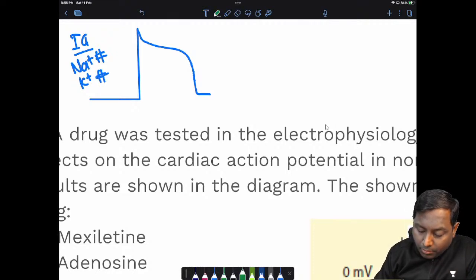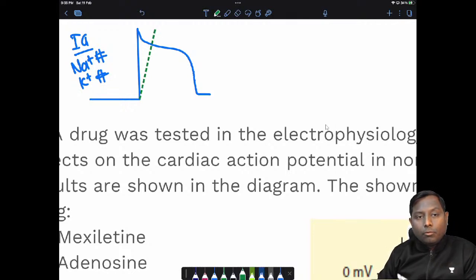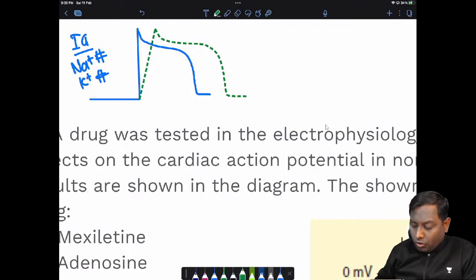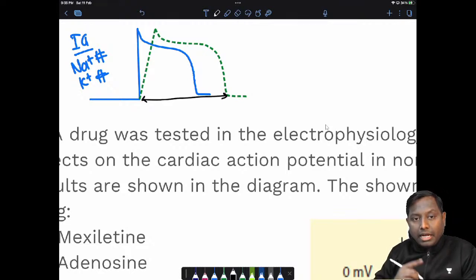Let us see. Because of the sodium blocker, there will be a decrease in the slope of depolarization. Overall the slope of depolarization will be decreased. Because of potassium blockade, repolarization will be slowed down, and because of that, the overall action potential duration will increase. So whenever we use any class 1A antiarrhythmic drug, there will be an increase in the action potential duration, and this action potential duration in the ECG corresponds with your QT interval.